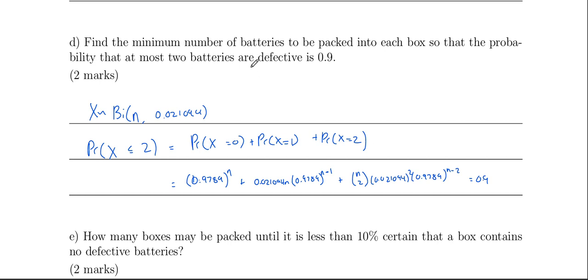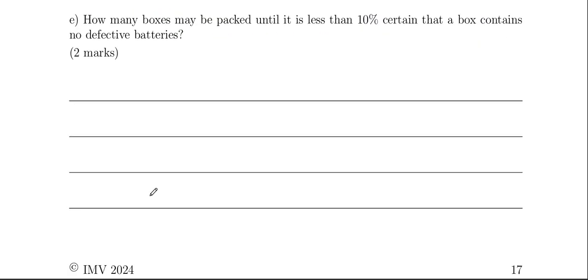And it says the minimum number, so we're going to have to round up. So we get that n equals 58 boxes. So the probability that at most 2 batteries are defective is 0.9. Yes, I think so. Should we round down or round up? I think it's round down. Round up, sorry. Yeah, round up. 58. Okay, how many boxes may be packed until it is less than 10% certain that a box contains no defective batteries?